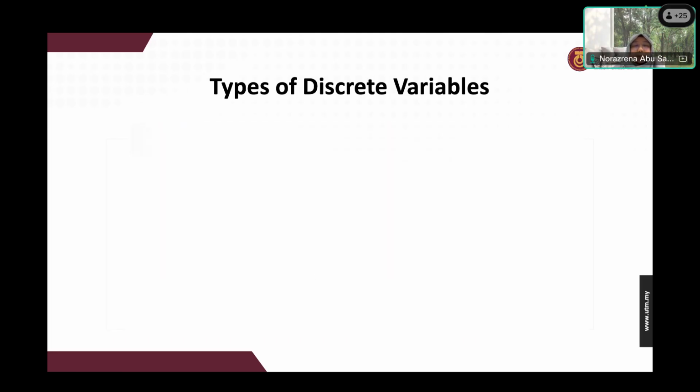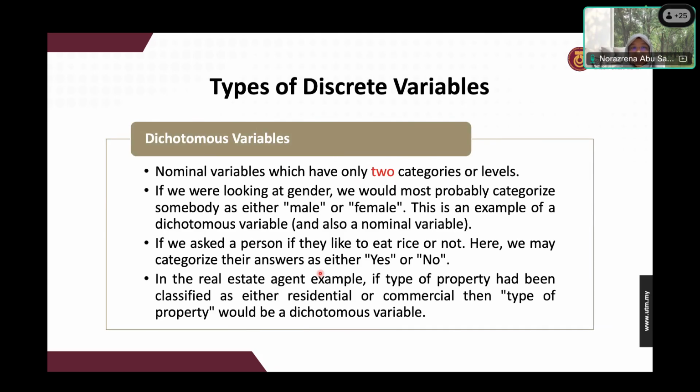And we have another one, which is dichotomous variables. It's also under the discrete variables. This dichotomous variable is actually one of the nominal variables. It can be considered as nominal, or you can call it dichotomous. We just name it, but it has only two options. Di means two, so dichotomous means two options only. For example, the choice is only male or female, yes or no, or you like one or two. When there are only two options, it is called dichotomous.